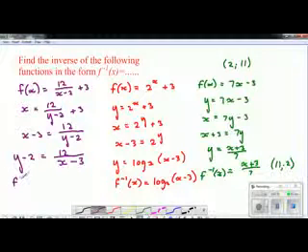So f inverse of x is in fact going to be 12 over x minus 3 plus 2.